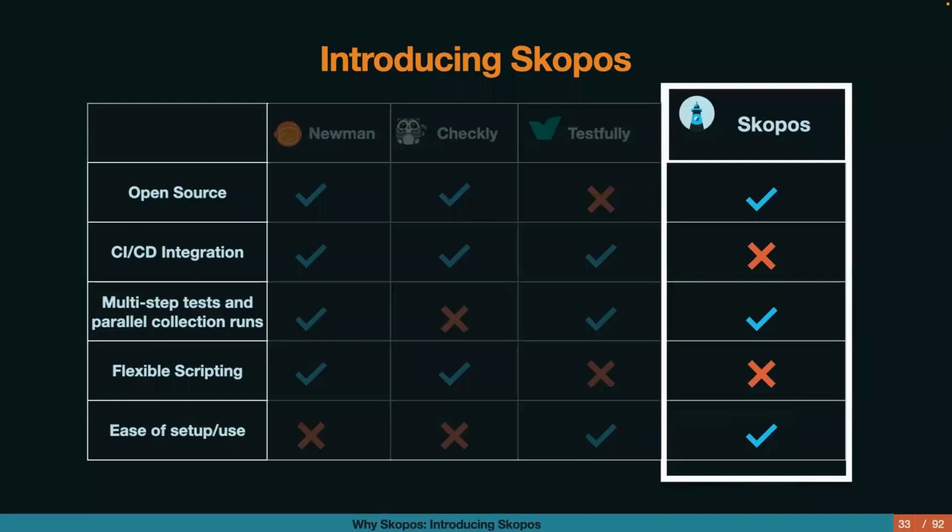Introducing Skopos. Skopos does not include functionality for CI/CD integration or geolocation-based tests. Skopos would also not be a good fit for users who want to have flexible scripting. Skopos, however, is open source, has multi-step and parallel test functionality, and offers a user-friendly GUI that meets the needs of our use case.